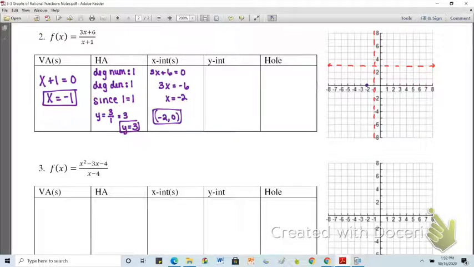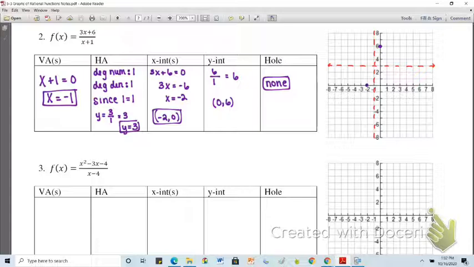My y-intercept is ratio of the constants. So on top that's 6, on bottom 1, so that is 6. I'm going to put the point 0, 6. And finally, there are no holes because there was nothing I canceled out, so I'm going to put none.